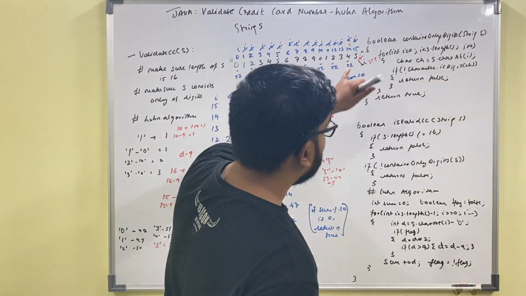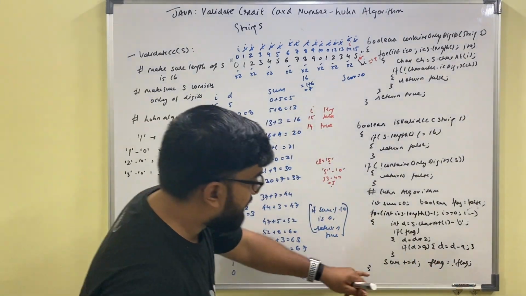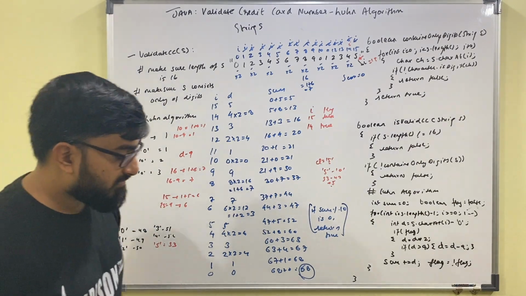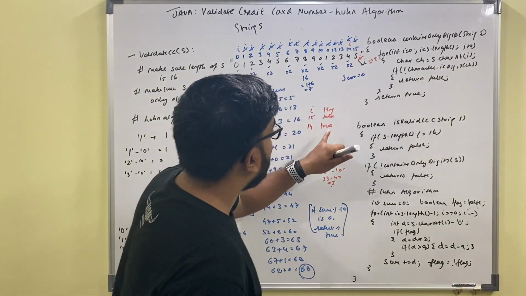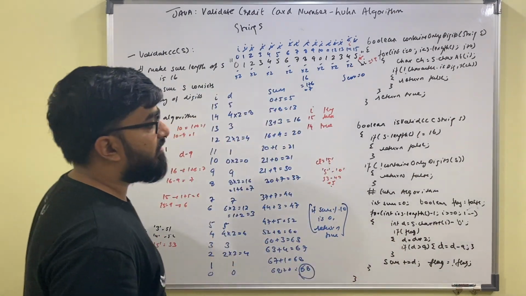So if d was 4, d became 8. And d greater than 9 will be false for d equal to 8. So to the sum, you add d, which is 8. So when i is 14, your flag becomes true and you double the digit and add it to the sum.